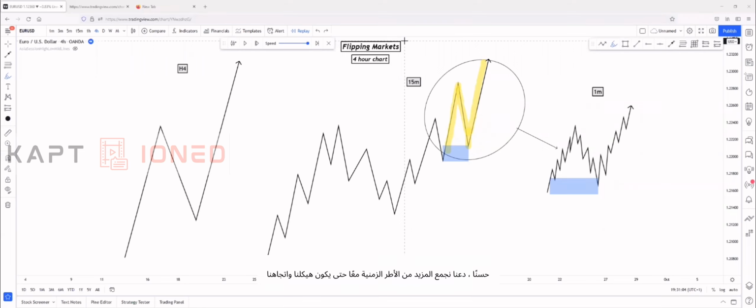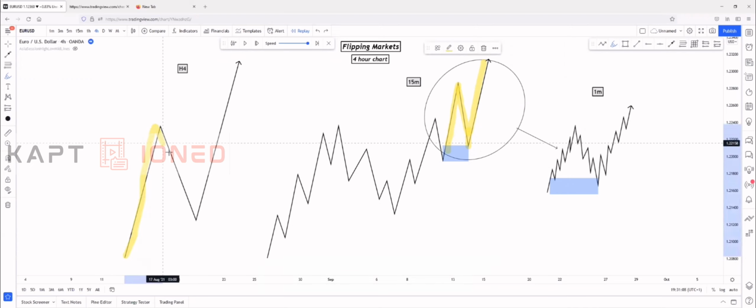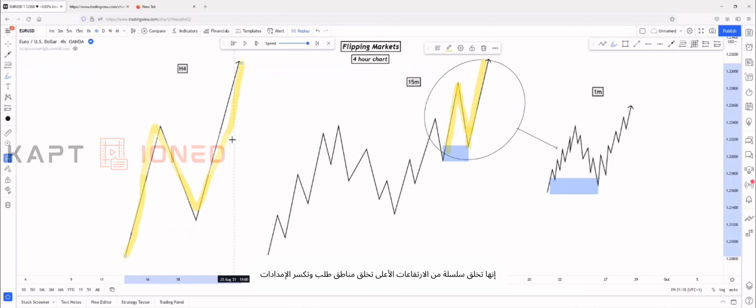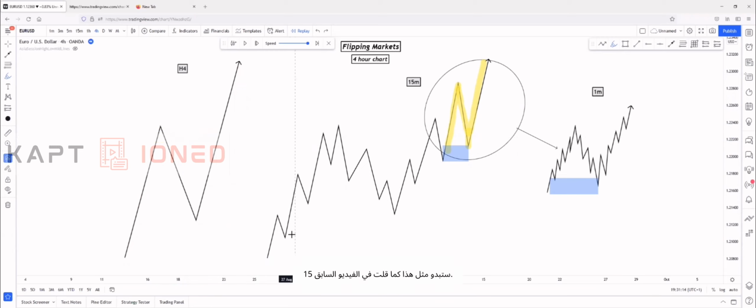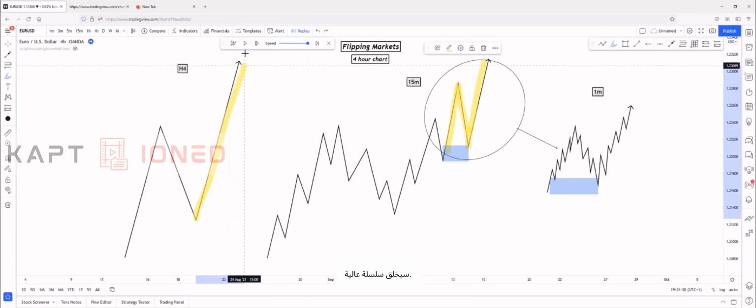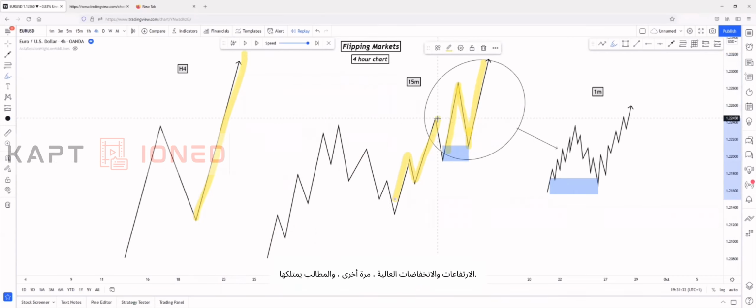Okay, let's combine more time frames together. So if the 4-hour structure and trend is bullish, it's creating series of higher highs, creating demand zones and breaking through supply zones. The 15-minute will look like this, as I said in the earlier video. So on the first leg of the 4-hour structure, the 15-minute will create series of higher highs and higher lows and demand zones. The second leg of the 4-hour, so the pullback phase, it will create lower lows and lower highs and supply zones. And the third leg, it will create a series of higher highs and higher lows again and demand zones.